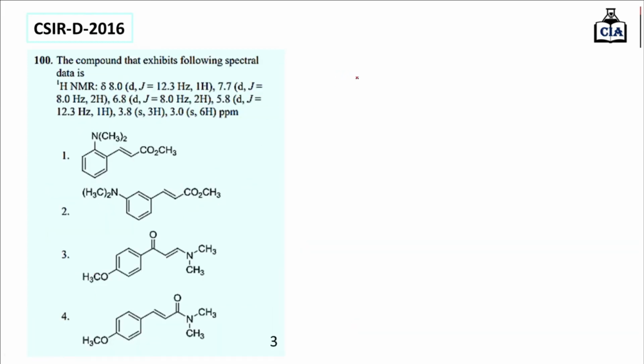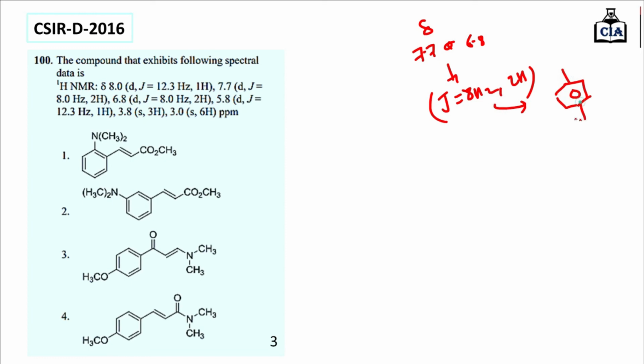Now in this question we have to find out the correct structure of the organic molecule. If you look at the delta values, the chemical shift value, one is at 7.7 ppm, and the second is at 6.8 ppm. Both have coupling constant J equal to 8 Hz and for 2 protons. So this indicates that our compound is a para substituted compound. Okay, so option 3 or 4 is the correct answer. So first and second are incorrect.